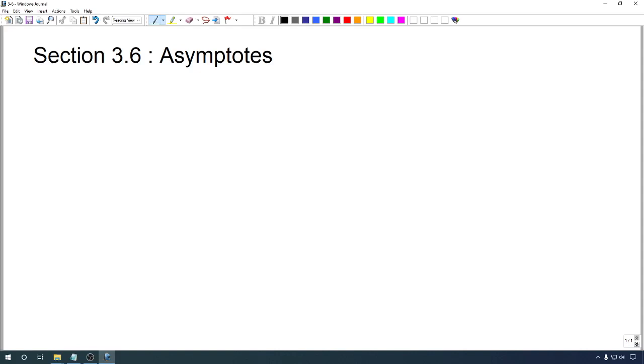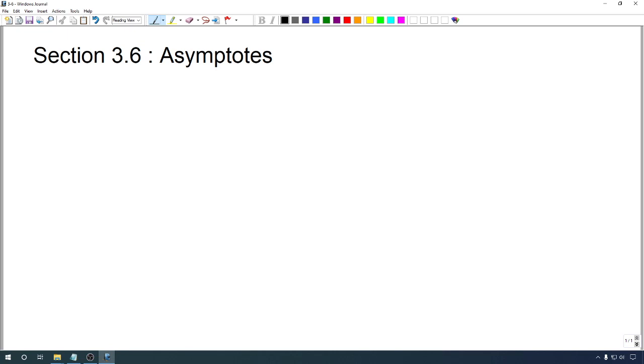In section 3.7, we want to take the ideas that we developed over the course of the first 3 sections of this chapter, the ideas of increasing, decreasing, concavity, all that kind of stuff, and use them to get fairly accurate graphs of functions by hand. However, before we can do that, we need to talk about something first. We're going to be talking about asymptotes, and we're going to be using limits to do so.